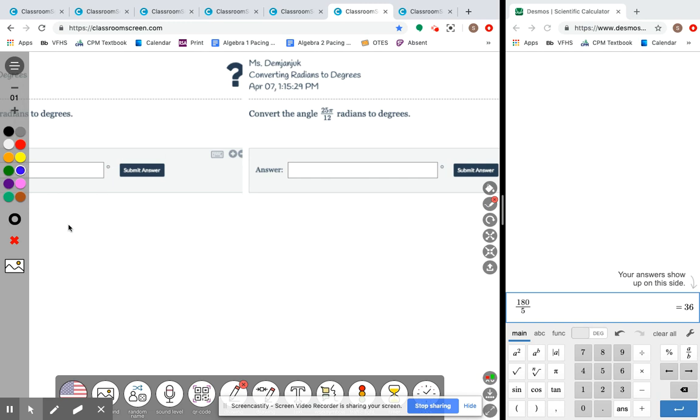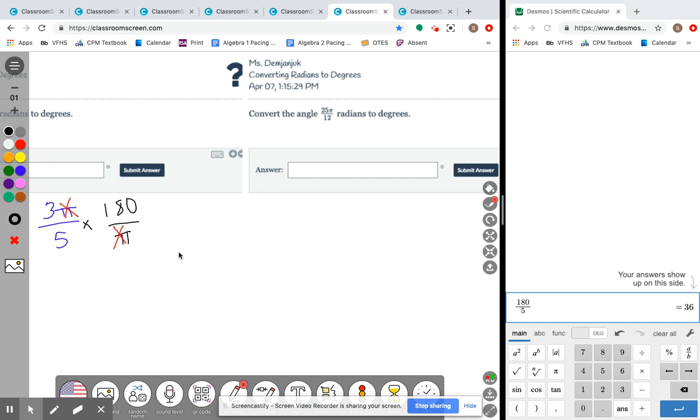So this first example, I was given 3 pi over 5. I need to multiply it by 180 over pi. You want the pi on the bottom when you're converting from radians to degrees. That way it cancels your pi out when you're given normal radians.